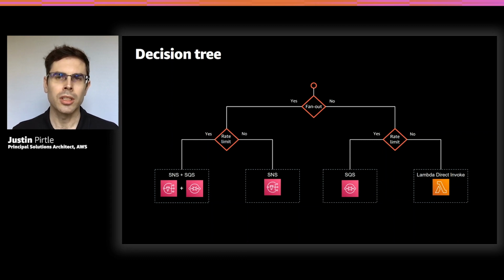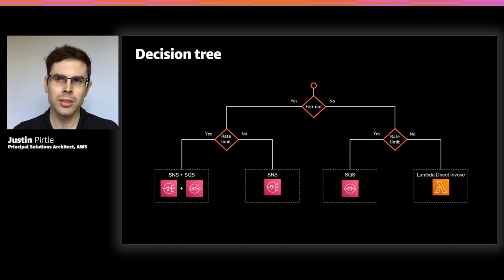The follow-up question to that is, do you need rate limiting? So if we go down the left path of this tree, assuming you also want to rate limit for downstream consumption to not overwhelm resources, then SNS paired with SQS is a great combination. But if you just need fan-out and don't need rate limiting, then SNS by itself should do, with Lambda as its subscriber.